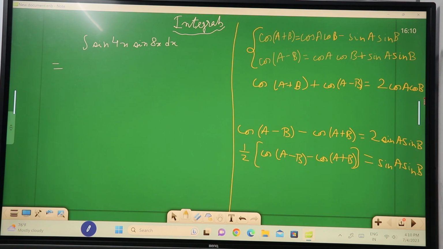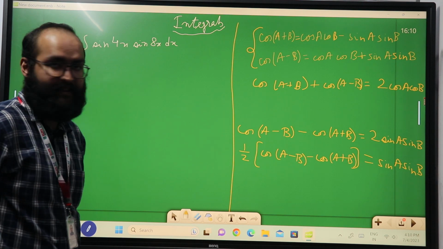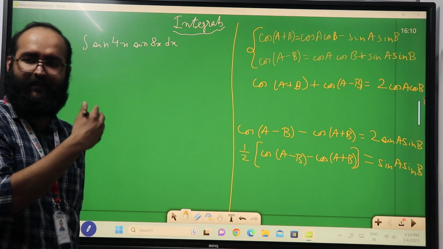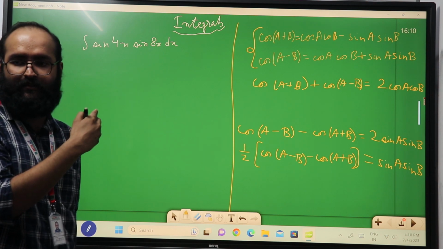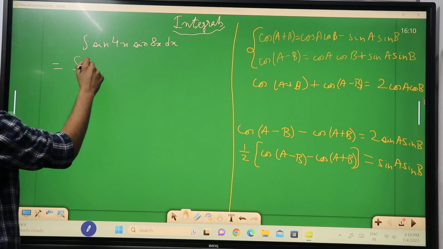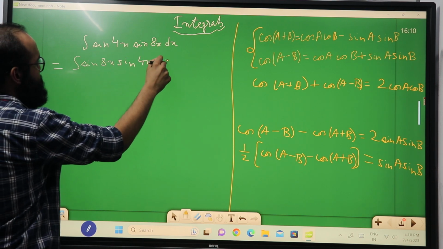Which one should we take as A? You can take any one of them as A, no worries. Let us take 8x as A, the bigger one. The bigger angle is 8x, let us take that one as A. You will get the same answer even if you take sin 4x as sin A. So what can you write here? Sin 8x into sin 4x dx, yes or no?